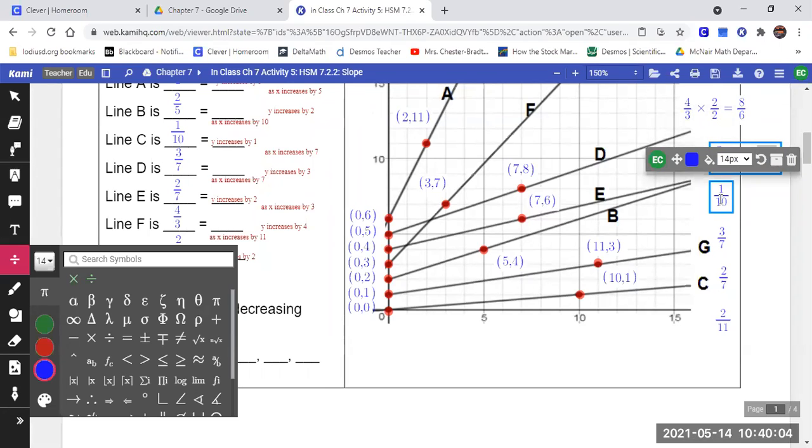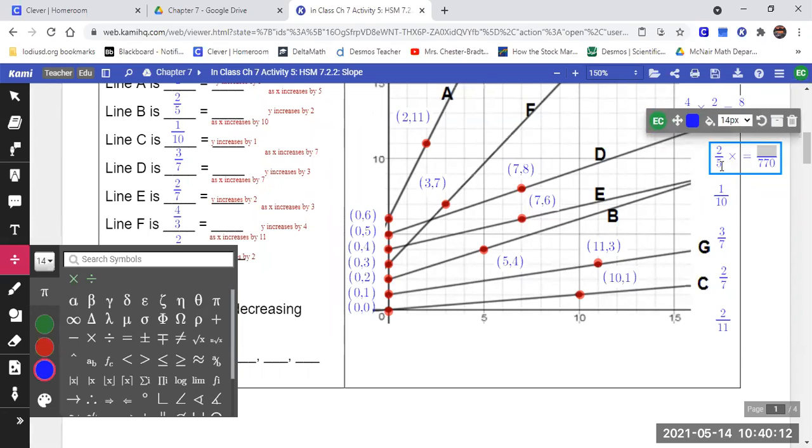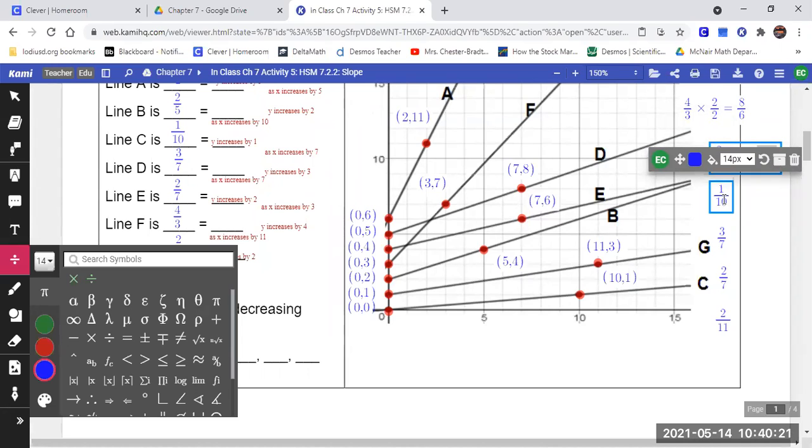Let me do this one. 5 times 2 makes 10, yes? So for the 5, it's going to be 2 times 7 times 11. For the 10, it's going to be the 7 times the 11.